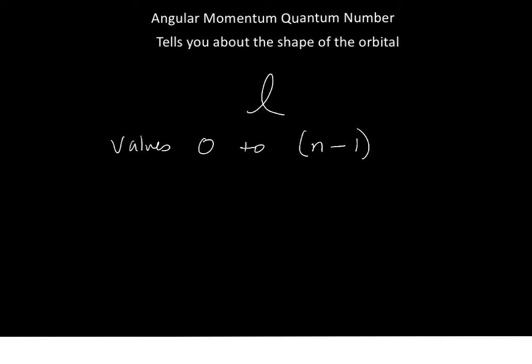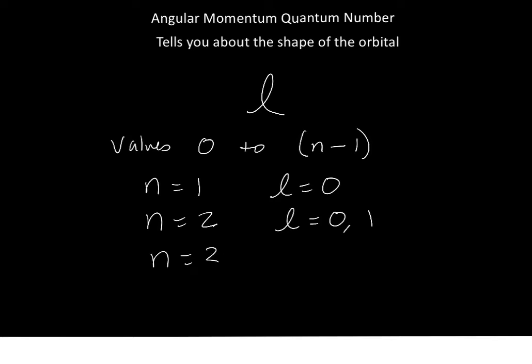For example, if n equals 1, your L values start at 0 and go to n minus 1. What is 1 minus 1? It's 0, so the only L value you can have is 0. If n equals 2, L can equal 0 and then go up to 2 minus 1, which is 1, so you can only have values of 0 and 1. If n equals 3, your L values start at 0, then 1, and go up to 2, because 2 is 3 minus 1. So this is how it works.